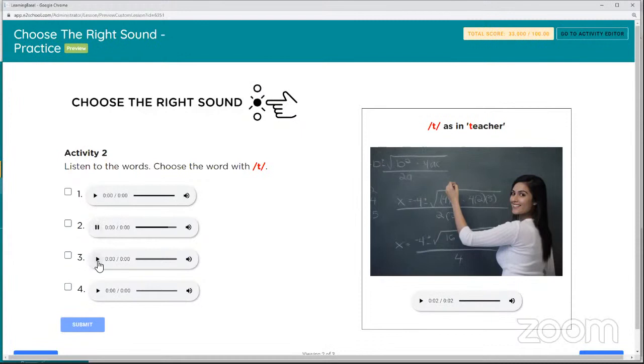Snacks. Max. Thanks. Tax. Snacks. Max. Thanks. Tax. Tax.